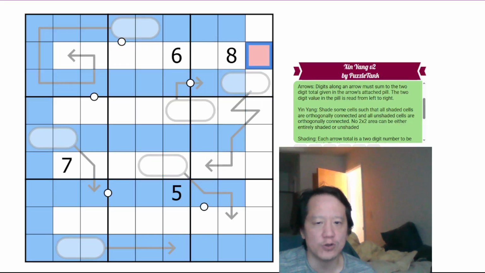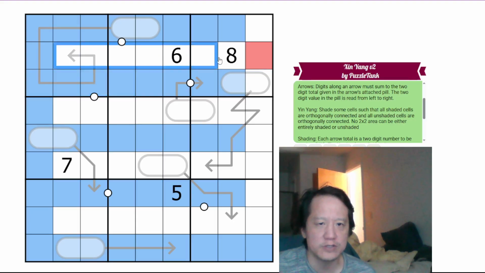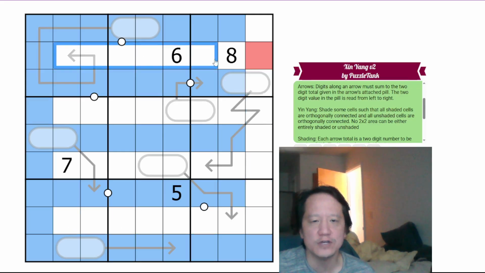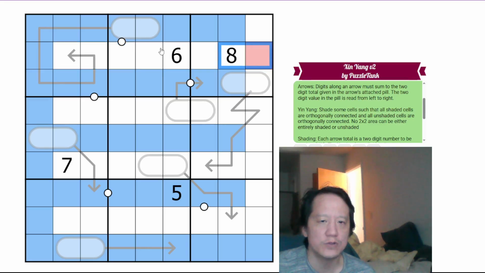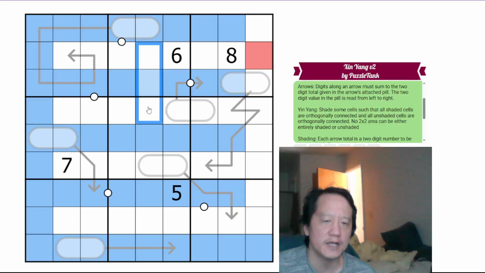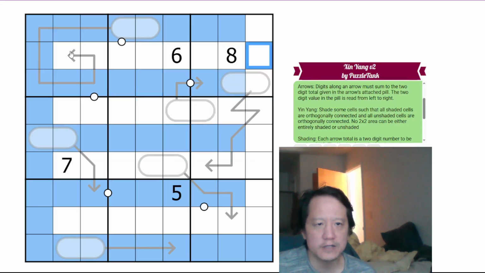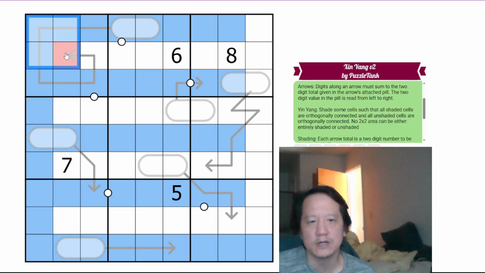This is an example of an invalid Yin-Yang shading because this cell blocks these cells from connecting to the rest of the unshaded cells. They have to either exit by going through a corner or go through an edge but exit the region, which is not allowed. And this also would be an invalid example because we have a 2x2 area here which is entirely shaded, which is not allowed.